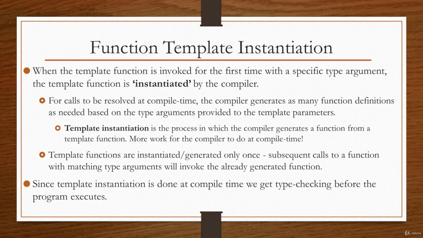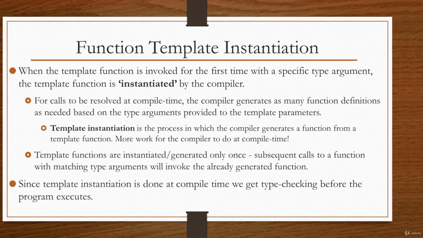So it's not going to generate a definition with a float if we never use floats. Let's say we only call the function with an int type argument, then the compiler is only going to generate that single function definition with an integer type. Okay, so template functions are instantiated or generated only once, and then subsequent calls to a function with matching type arguments will invoke the already generated function. Since template instantiation is done at compile time, we get type checking before the program executes.